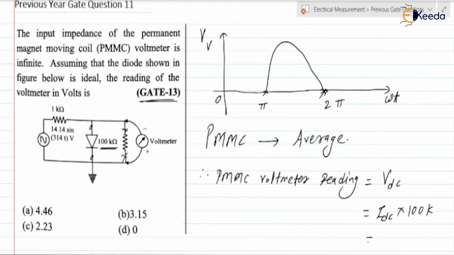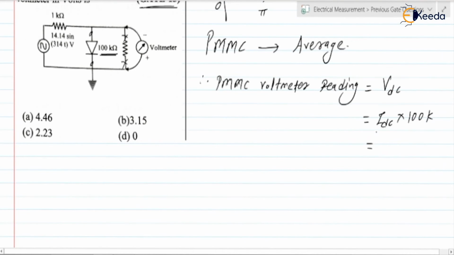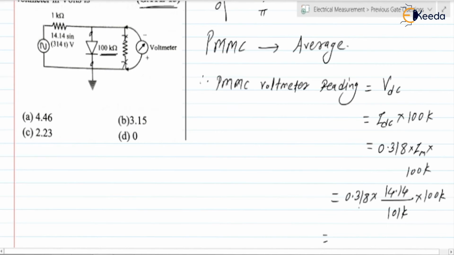What is the average value of current flowing through the voltmeter? This you can check in the analog electronics subject, in a half wave rectifier. It is 0.318 into Im into 100K. So VDC is equal to 0.318 into Im, where Im is 14.14, the peak value of the current, divided by 101K, into 100K. If you check, it is equal to 4.46 volt. So the correct option is option A.